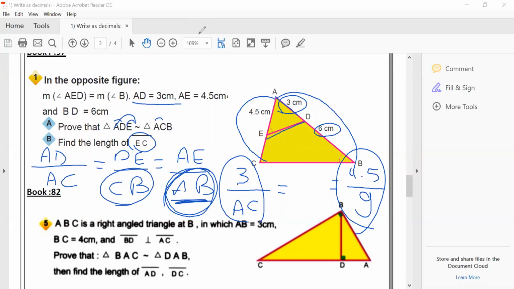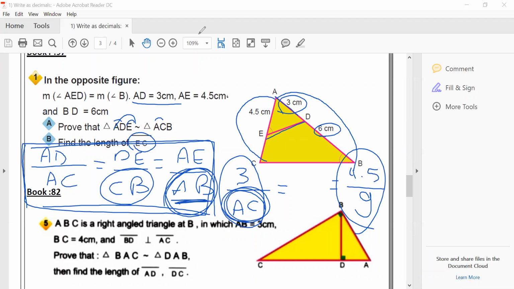What can I get from the proportional sides? That is all I can get. These are the proportional sides I can get. From the proportional sides, the only side that you can get is AC. Miss, he wants EC. Is AC equal to EC? No, my dear. So what should I do? Let's get AC first, it won't hurt.